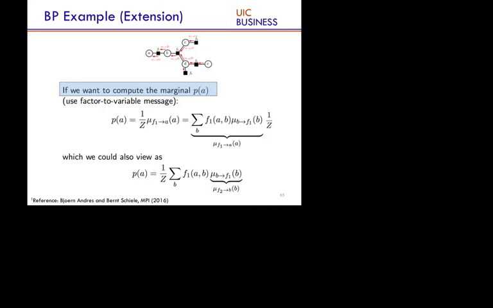Then P of A is going to be equal to the message that F1 sends to A. So F1 is over here. I'm just defining this. P of A, we remember, was just the sum of P of A comma B, the term on the inside. If I sum over B, I'm going to get P of A. I'm going to call this nu of F1 to A, and that's just by definition.